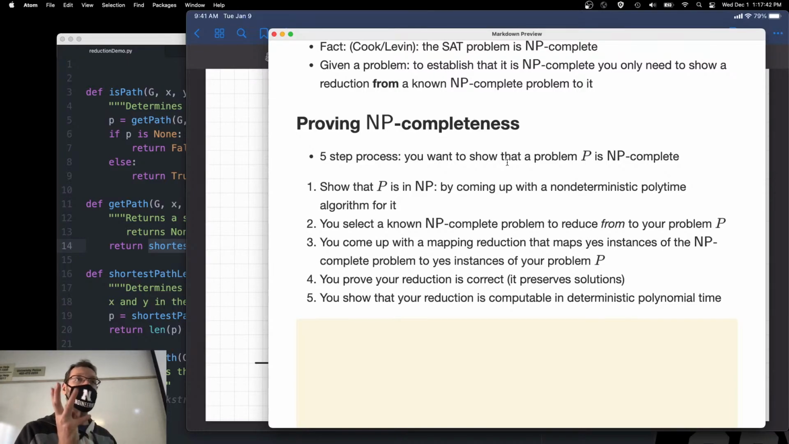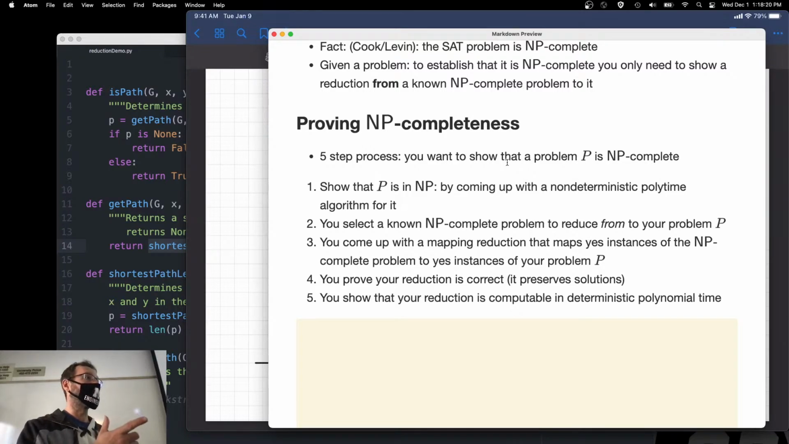You need to show these other 4 steps to go along with that. Then you take a known NP-complete problem that is easily reducible from that problem to the problem that you're trying to establish is NP-complete. You come up with a mapping reduction that does that, and you prove that your reduction is correct. That is, that it preserves solutions: it's a yes instance down here if and only if it's a yes instance up here. You show that your reduction is computable in deterministic polynomial time, and you're done.